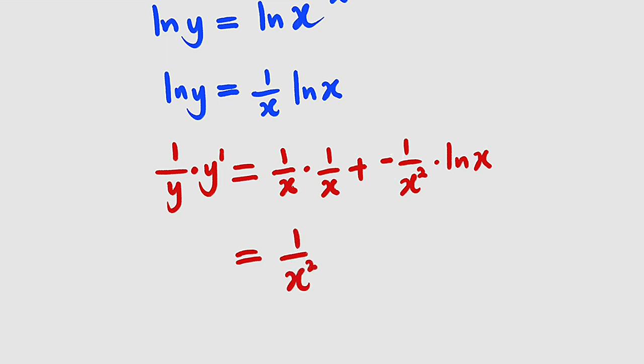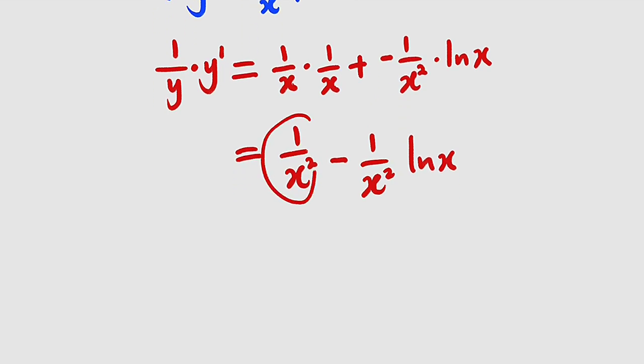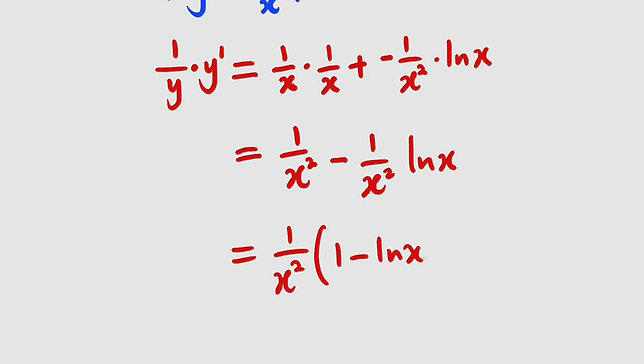Then minus plus is minus. We have minus 1 divided by x squared multiplied by natural log of x. You can see we have 1 divided by x squared in common, so let's factor it out. This is the same thing as 1 divided by x squared multiplied by 1 minus natural log of x.